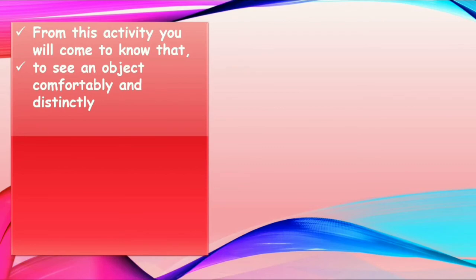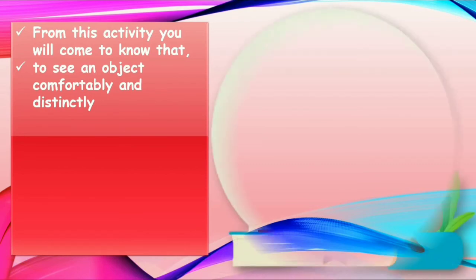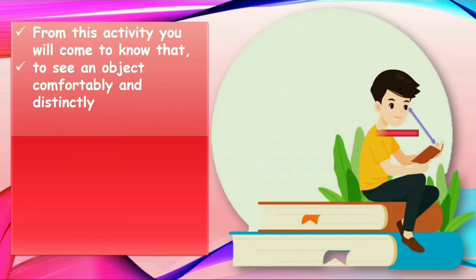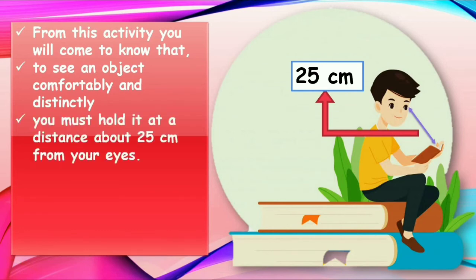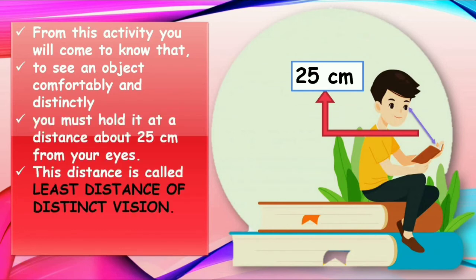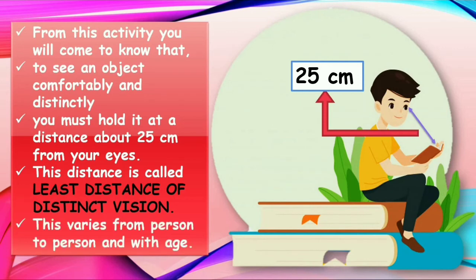From this activity, we will conclude that to see an object comfortably and distinctly, we need to keep it at a distance of 25 centimeters from the eye. This distance is called least distance of distinct vision. This varies from person to person and with the age.